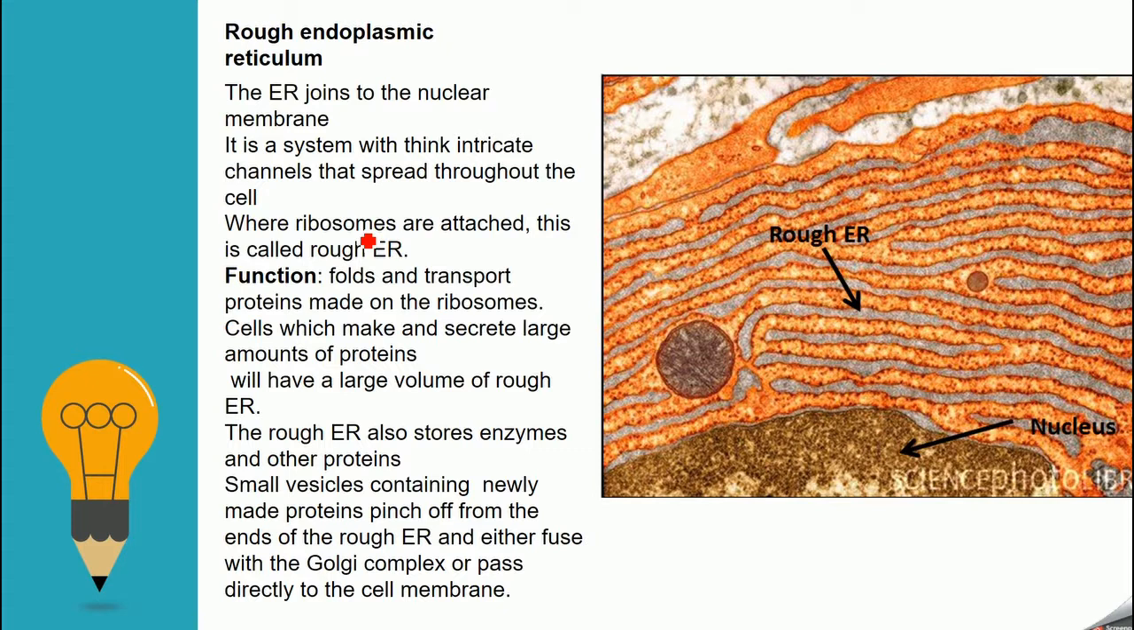Now, cells which secrete large amounts of proteins will have a large volume of rough endoplasmic reticulum because it folds and transports proteins, and so it will need to contain that protein. And so the rough endoplasmic reticulum also stores enzymes and other proteins. So small vesicles containing newly made proteins pinch off from the ends of the rough endoplasmic reticulum and either fuse with the Golgi complex or apparatus, or pass directly to the cell membrane.